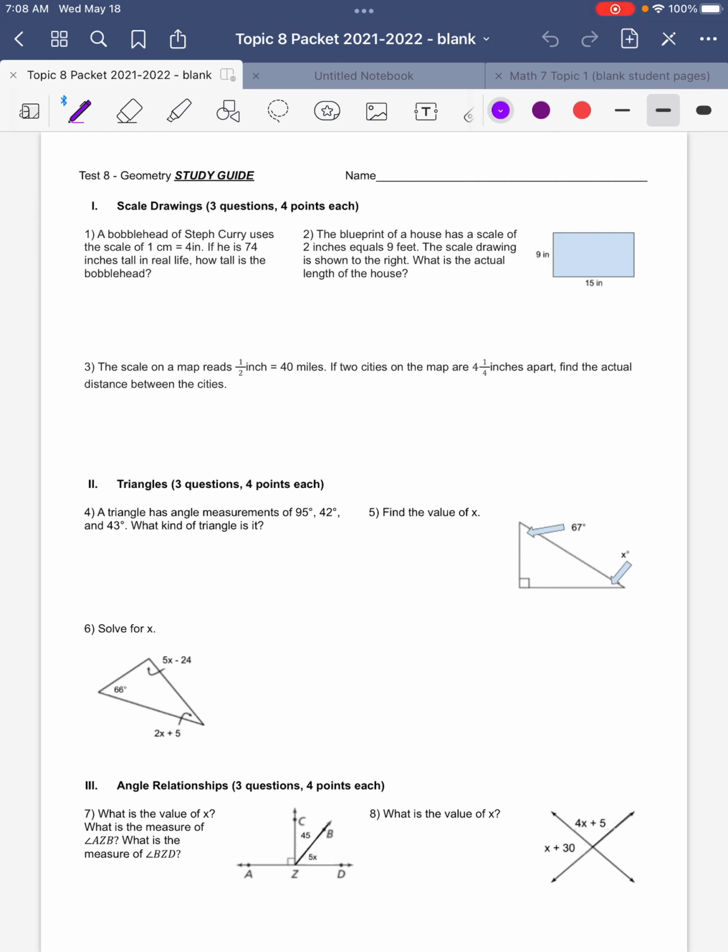So the first topic you're going to see on your test is scale drawings. You'll see 3 questions and they will be 4 points each. So let's go ahead and get started with some review.